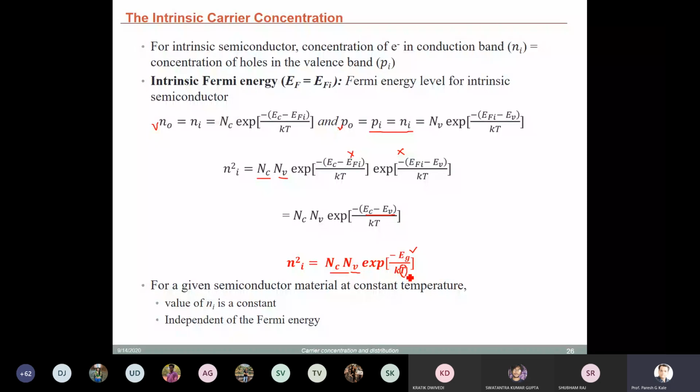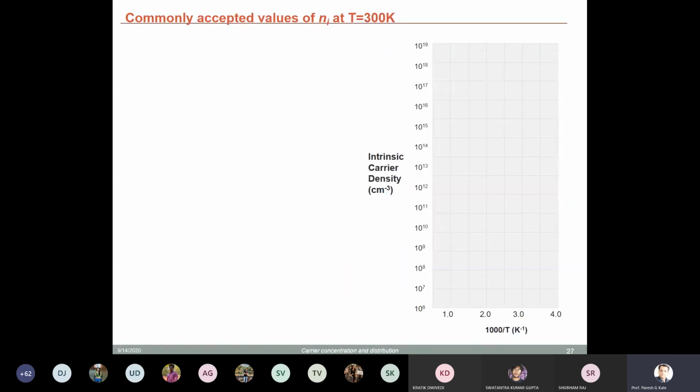So what does it mean? Even if we dope any semiconductor, later we will see that the Fermi level is going to shift either towards EC or towards EV to balance the equations, but it doesn't alter the value of Ni. So let us try to find some Ni values at T equal to 300.